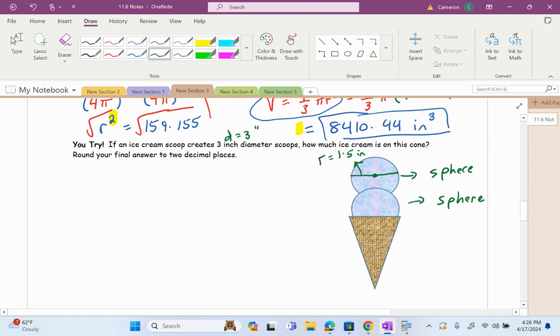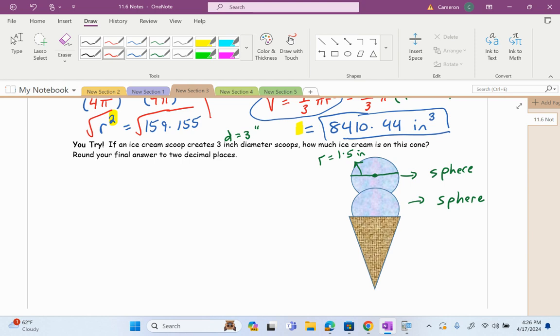How much ice cream is on that cone? Well, we have to first decide, are they asking about surface area or volume? The ice cream, that scoop of ice cream, takes up space. Once it melts, it's all liquid, right? So I'm not just concerned about the surface of the ice cream.